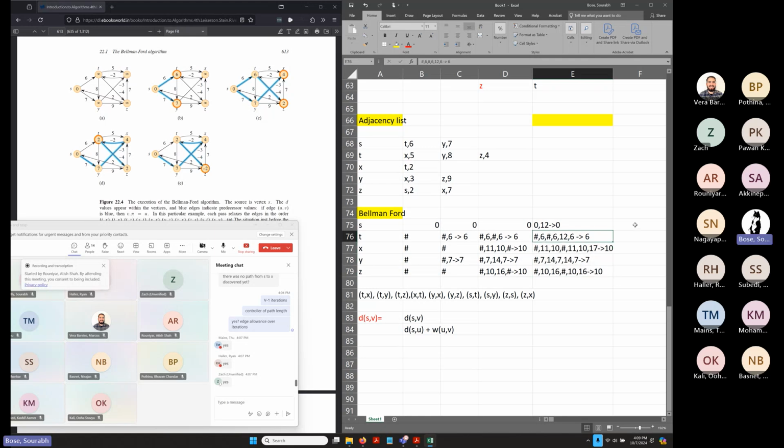I'm going to do it once more, but ideally you see that we have done it for V minus 1 steps. Oh no, we have not. We have done it for 3 steps, right? V minus 1 would be 4 steps. The first one is just the initialization step. Ignore that. We have done it for 3 steps.